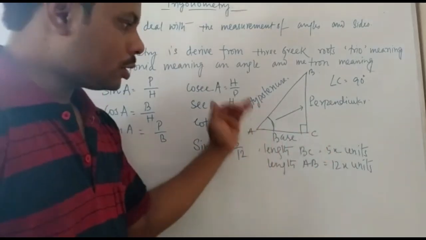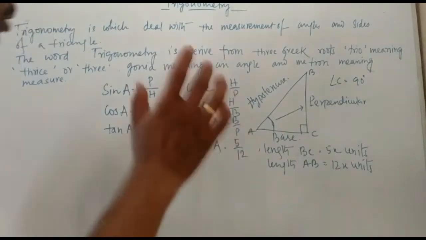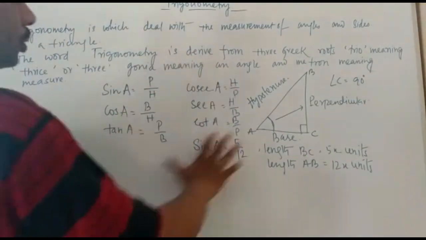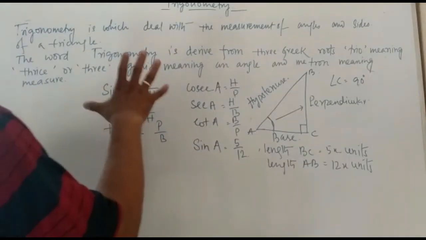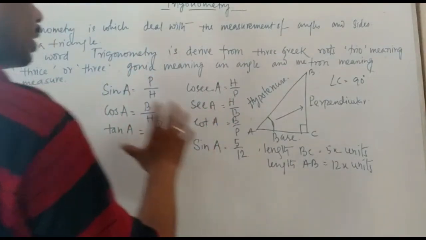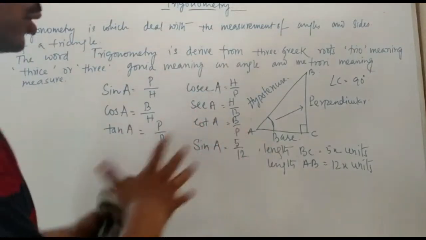So how will you solve the sums of this chapter? I will give one example. First you try to understand this ratio. This ratio is the main thing of this chapter. If you remember this formula in your mind, then there is no problem to solve the sums in this chapter. So now I will wipe this board.